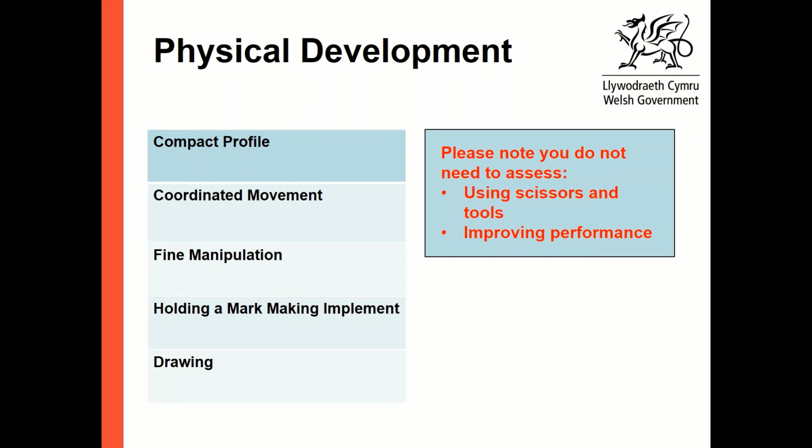Drawing. This can be observing children drawing with different mark-making equipment. An example is to ask them to draw something very familiar to them, such as themselves or a member of their family. It is important to remember not to assist them or prompt them.